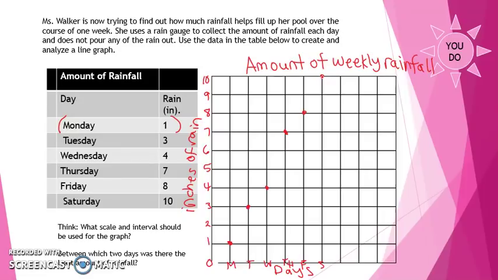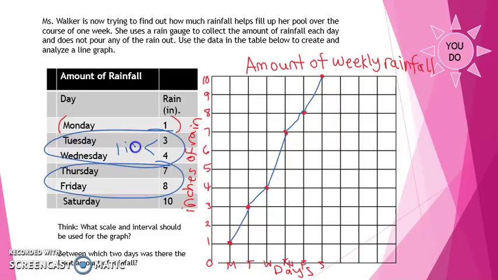Okay, and when we plot the points, we're going to want to create a line graph by connecting each plotted point with a line segment. Oh, that's kind of wonky, but we get the idea. We can see that it is increasing, and between which 2 days was there the least amount of rainfall? That means the lowest amount. And we actually have a tie. It would be between Thursday and Friday, and between Tuesday and Wednesday, because it's only 1 inch here and only 1 inch here. So it's kind of a trick question.